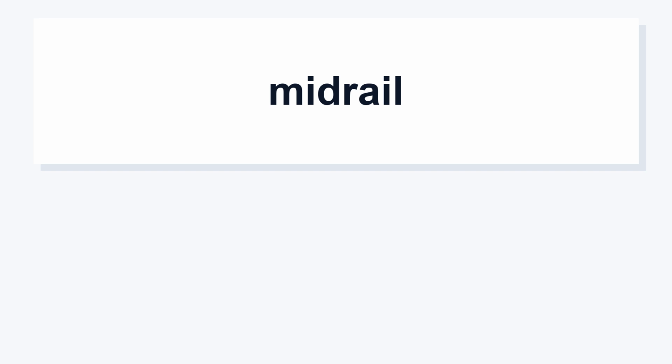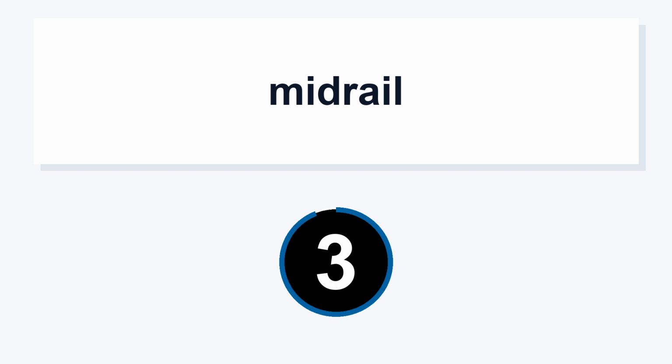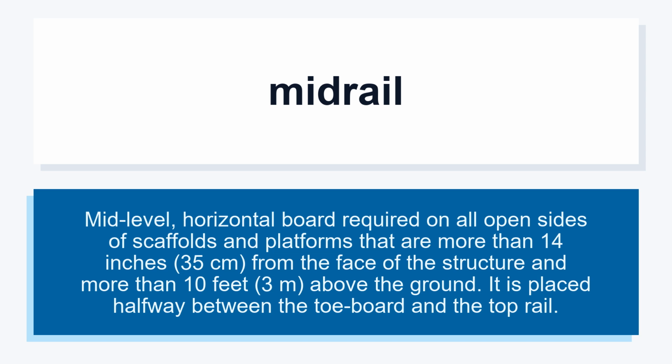Midrail. Mid-level, horizontal board required on all open sides of scaffolds and platforms that are more than 14 inches, 35 centimeters, from the face of the structure and more than 10 feet, 3 meters, above the ground. It is placed halfway between the toeboard and the top rail.